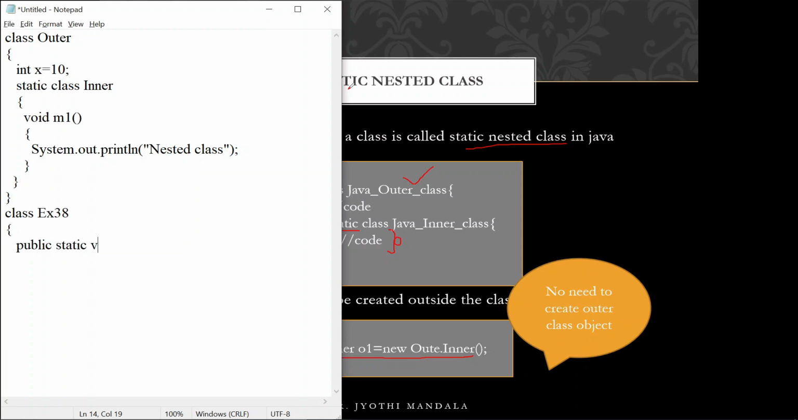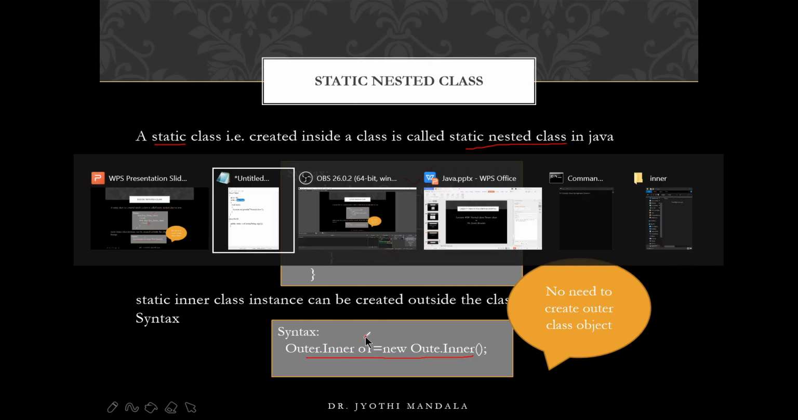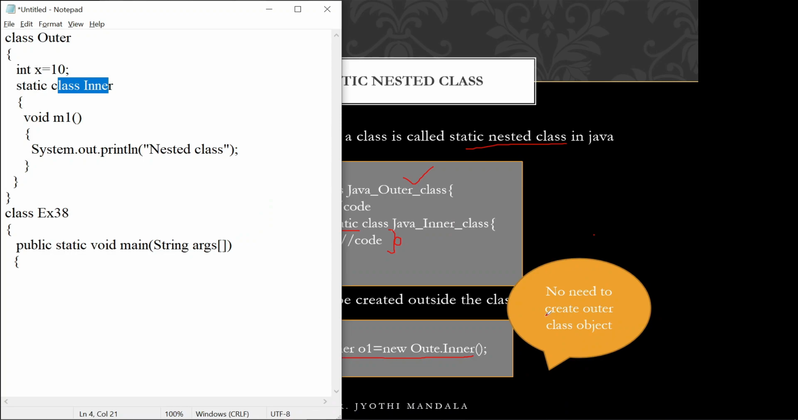So I am creating my main method. Now in the main method, if you want to access any variables or methods of the outer class, the normal approach is that we create the outer class object and then use it. But in case of a static inner class, if you want to access any variables or methods of that inner class, then, as mentioned in your PPT, we need to follow this syntax. We should not create, no need to create any outer class object.